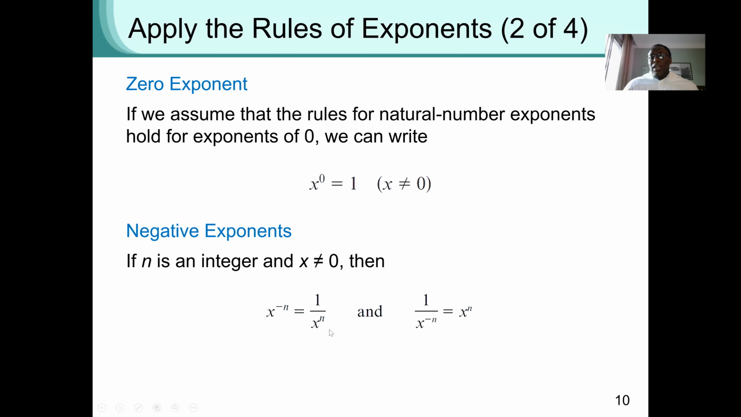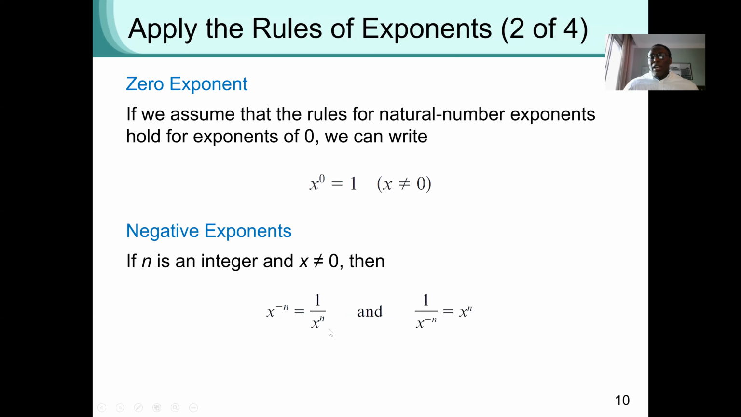Now let's go to the division and the quotient rule. The quotient rule says, when the bases are the same and we are dividing, we subtract the denominator exponent from the numerator exponent. So here we have x to the power m divided by x to the power n. We get x to the power m minus n. So again, the numerator exponent minus the denominator exponent.